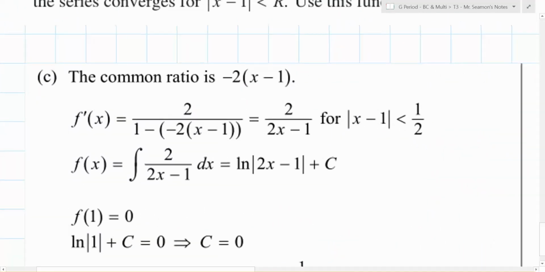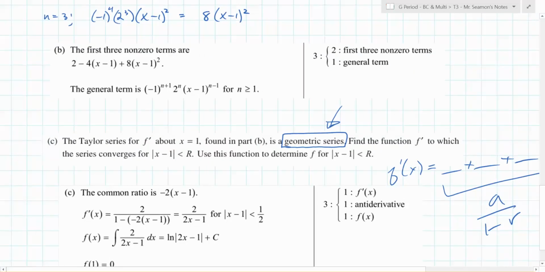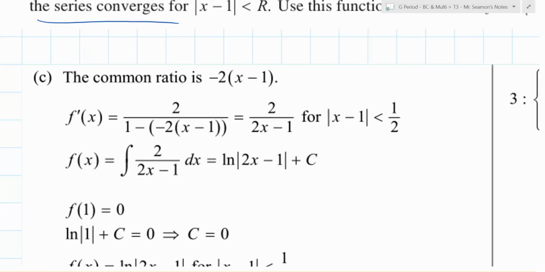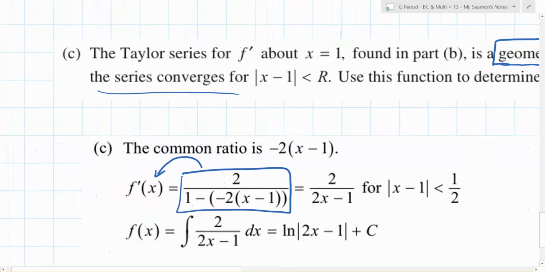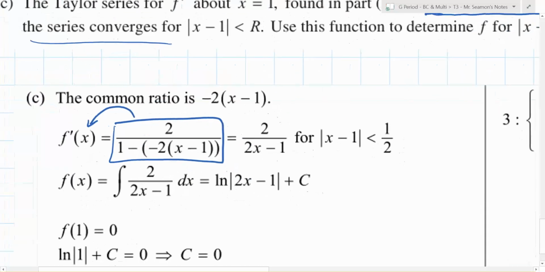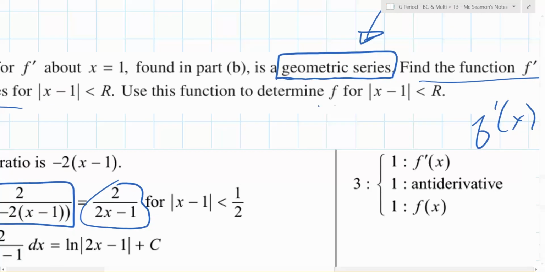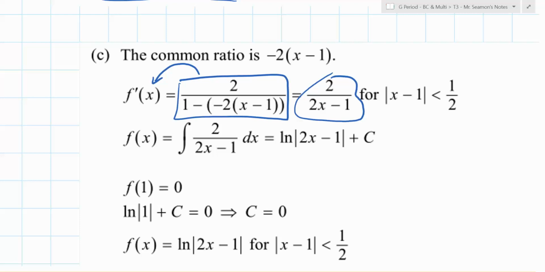So what's it doing right here? It's telling you that it wants a function. Look, find the function f prime to which the series converges, right? So they're calling the sum, this right here, the sum of all the pieces, f prime. So what is it converging to? It's converging to this right here. But then what's it asking you to do once you get that? Use this function to find f. So if you have f prime, how do you find f? You integrate, right? So you take this function and you integrate it, and you end up with this right here. What's the last thing you need to solve for, though?